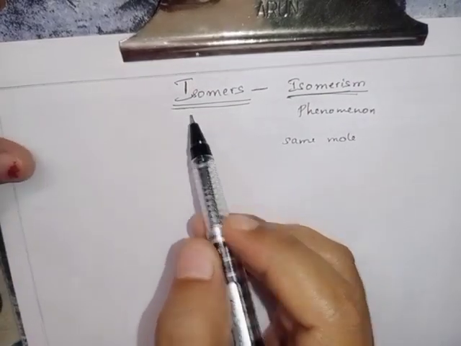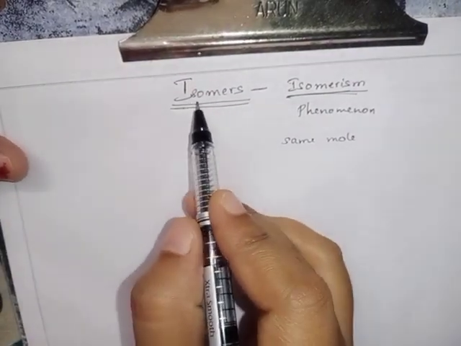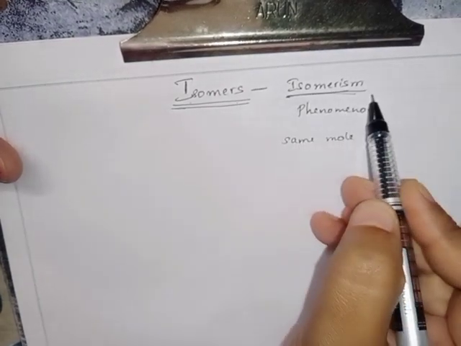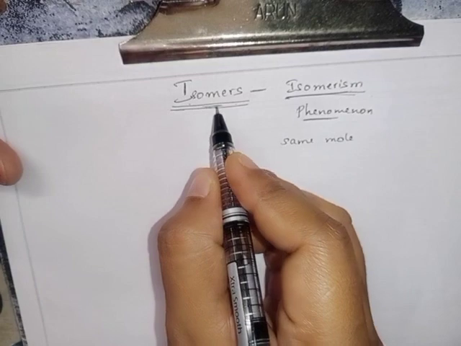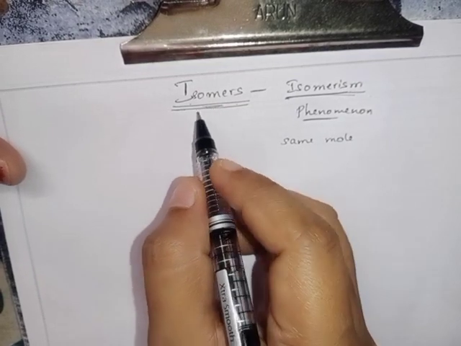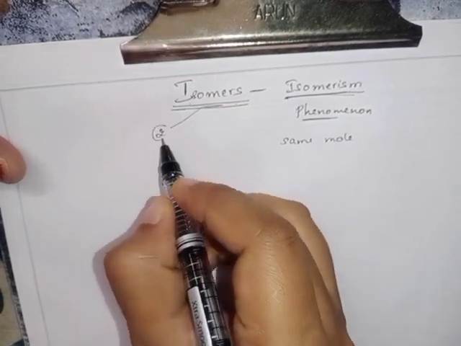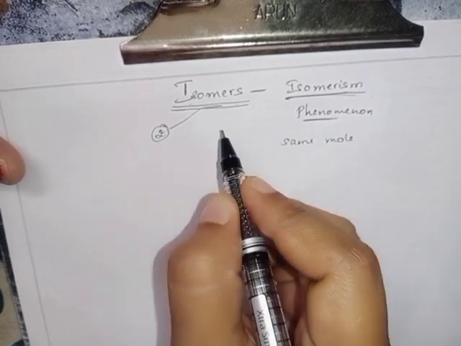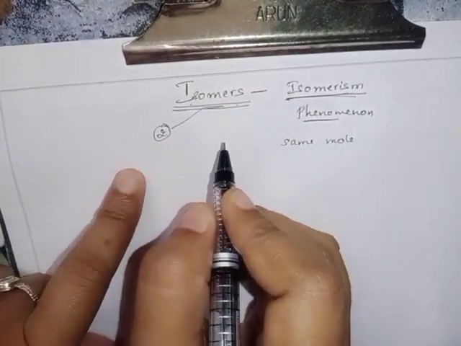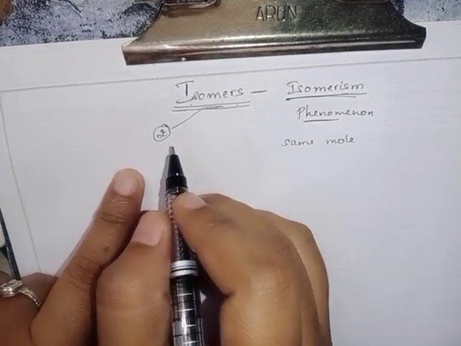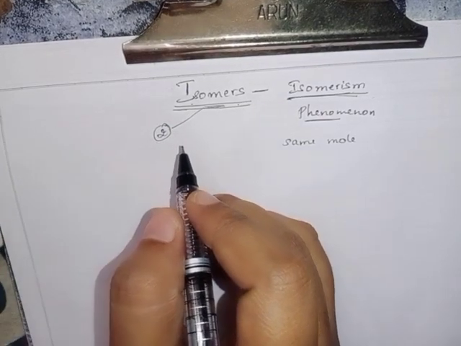In today's video, I'll be teaching you about isomers, or isomerism. What is isomerism? It is a phenomenon. Isomers are molecules, and they should always be two in number. You have to compare two compounds. Isomers cannot be one; isomerism itself means a comparison of two compounds.